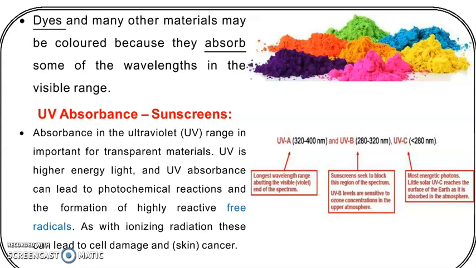You can see UVA 320 to 400, UVB 280 to 320, and UVC less than 280 nanometers. So this is the longest wavelength range. Sunscreen seeks to block these regions of the spectrum. And for the most energetic photons, little solar UVC reaches the surface of the earth.